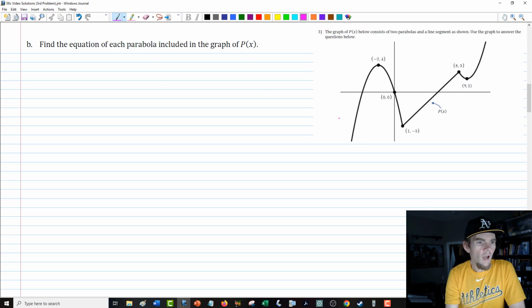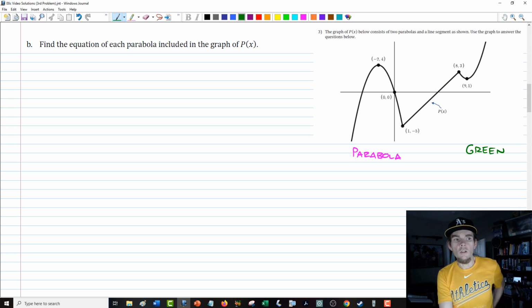And so what I'm going to do is color them here. I'm going to call this first one the pink parabola. You can tell it's the pink parabola because I just wrote it in pink. And then the other one we're going to call the green parabola. So we're going to do the one on the left first, and then we'll do the one on the right. And I will say this is going to take a little bit of work.